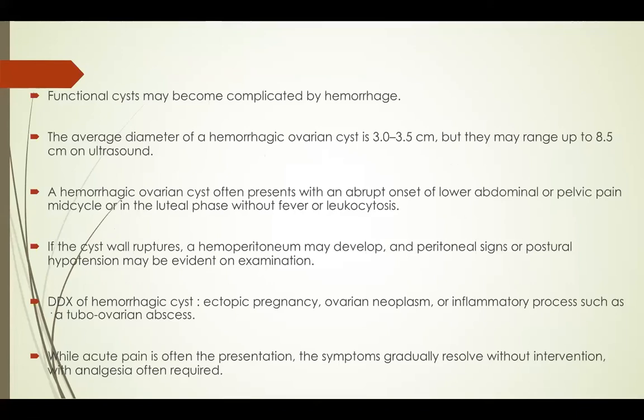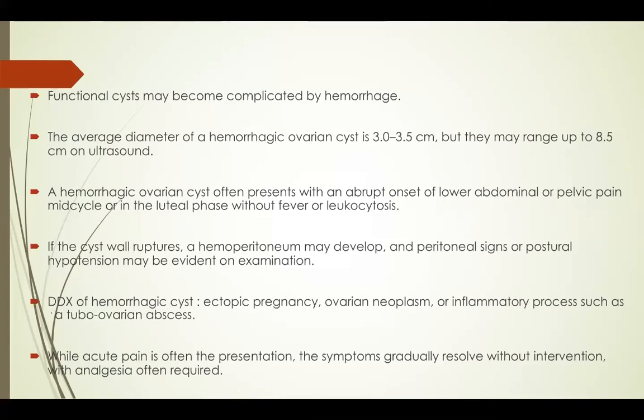The average diameter of a hemorrhagic cyst is from 3 to 3.5 centimeters, but they can be up to 8.5 centimeters on ultrasound. They can present, as I said, with acute abdominal or pelvic pain mid-cycle or in the luteal phase, with or without fever and leukocytosis, except if there is irritation of the peritoneum. If the cyst ruptures, hemoperitoneum will develop, and the patient may develop peritoneal signs on examination and maybe hypotension.